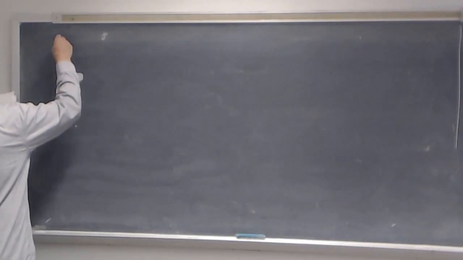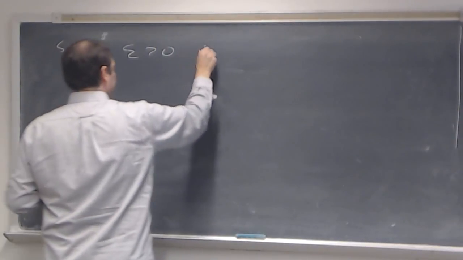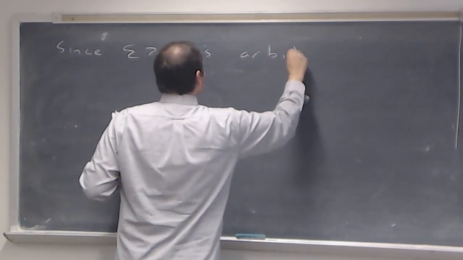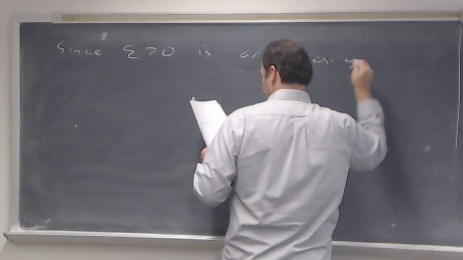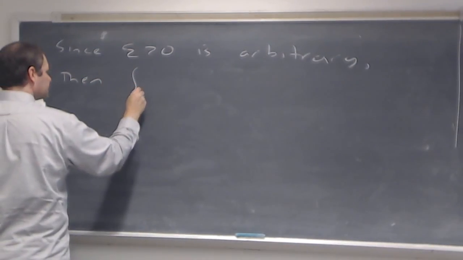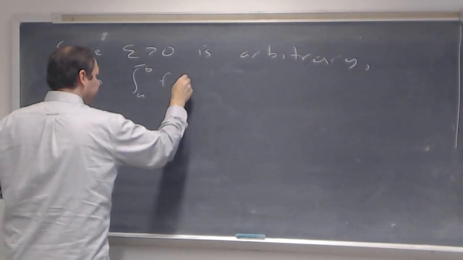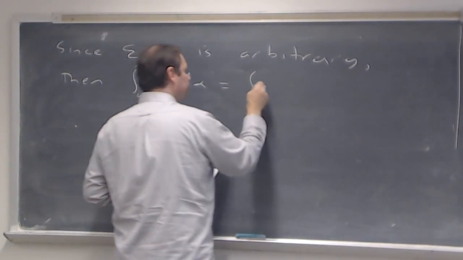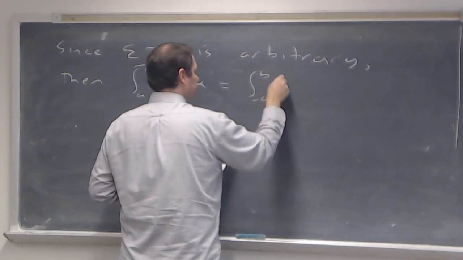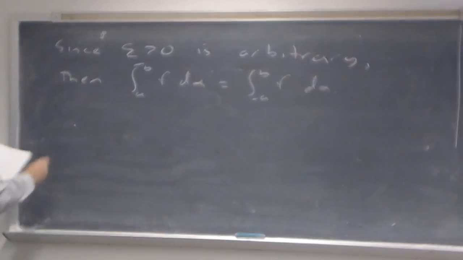This implies, since epsilon greater than 0 is arbitrary, then this implies that the upper Riemann-Stieltjes integral is equal to the lower Riemann-Stieltjes integral. And so that's half the proof. Now we're going to go this direction.